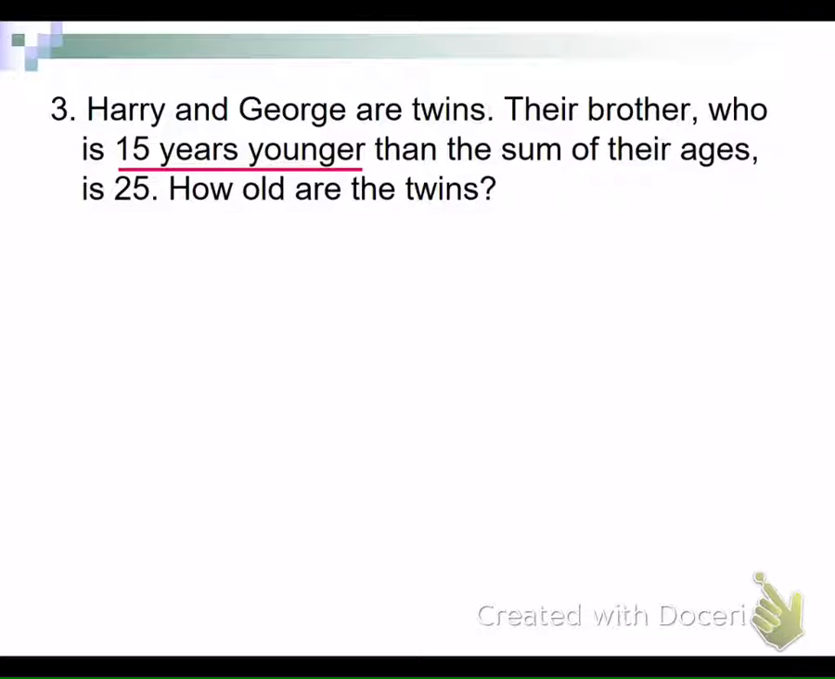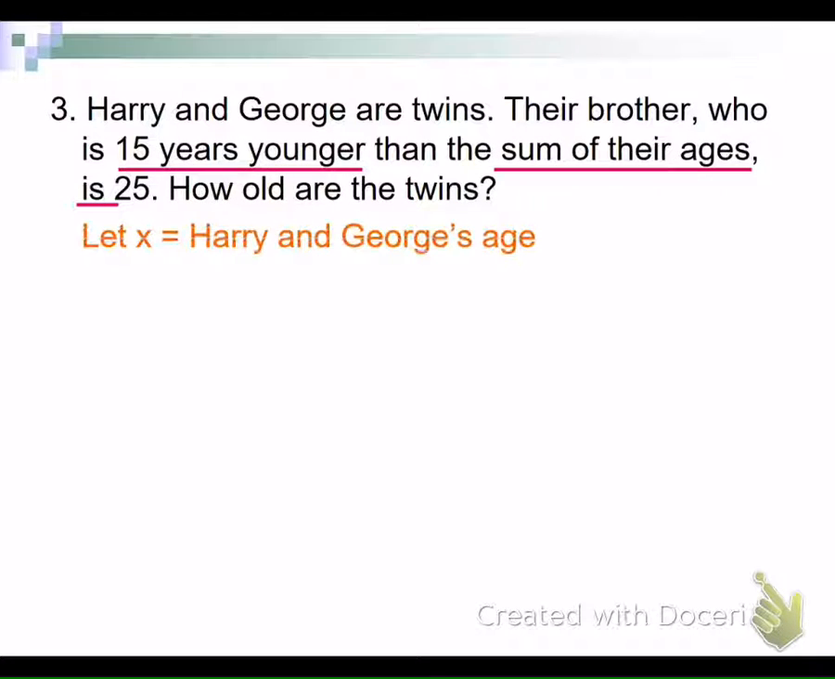So, 15 years younger. Minus, or subtract. Their brother is 15 years younger than the sum. So if I find the sum and I take away 15, so it'll be like x. Now it kind of depends which side of your equation you want the 15 to go on. So there's a couple different ways you can set this one up. I'll show you this way.